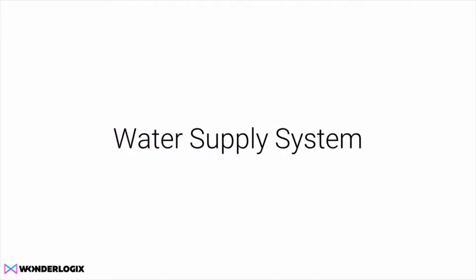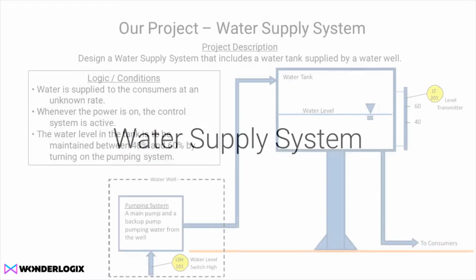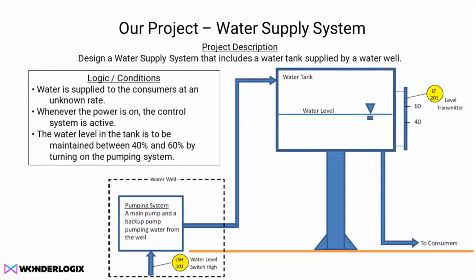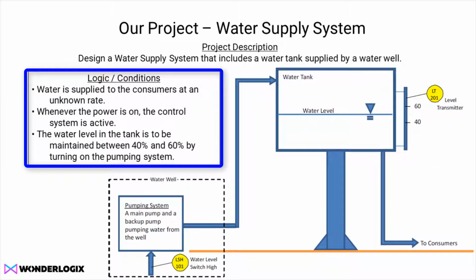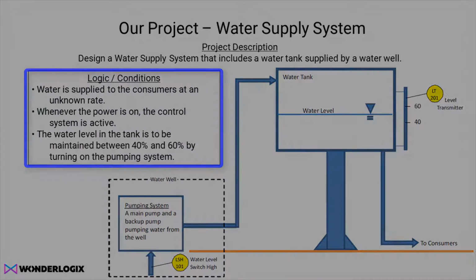In this episode, we're going to continue building our water supply system. And as a reminder, here's a review of our project description. And in this episode, we'll be putting the level transmitter in the water tank and then hooking the water tank and water well together with our logic editor in order to get the functionality that we desire for our project.